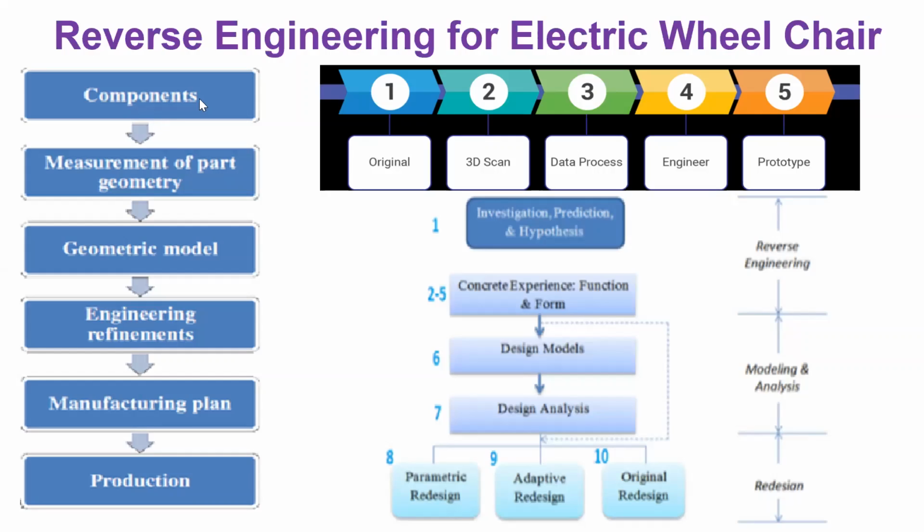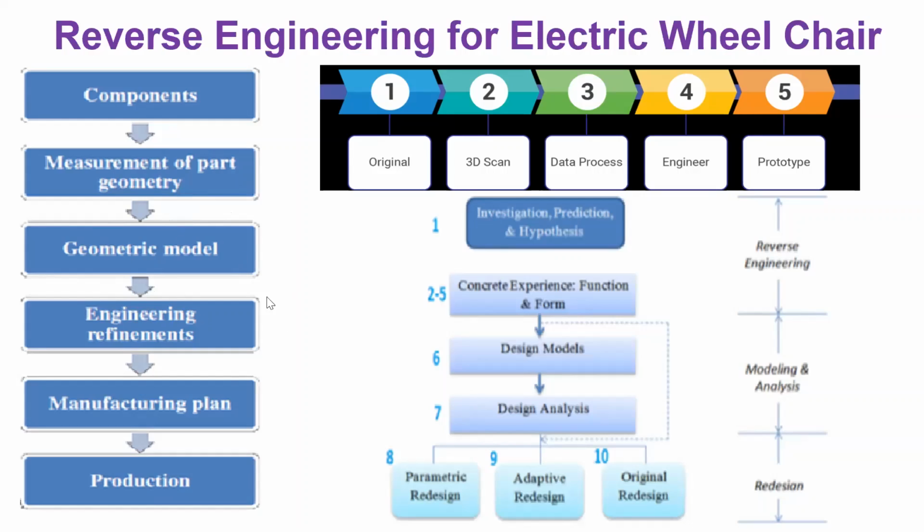Suppose so, what are the steps? These are the steps. First, you get the component. You measure the geometry of the thing. Okay, and you can understand what type of brake, what type of suspension, what type of battery you can use. All this you can get, and then go for a geometric model.